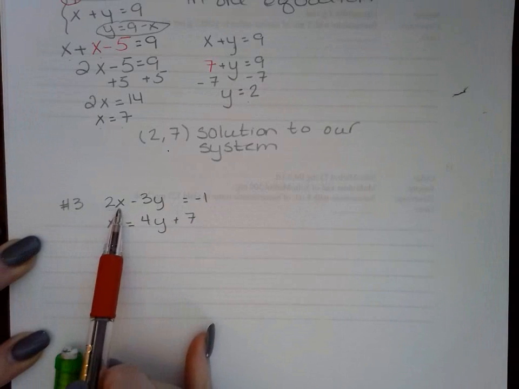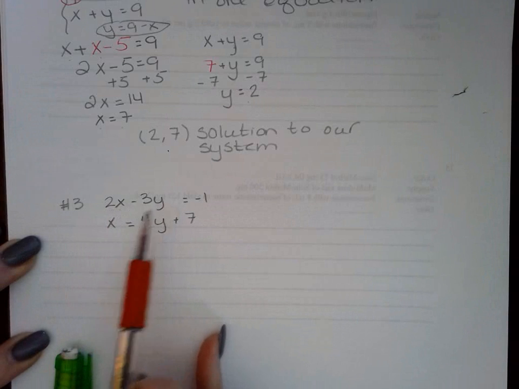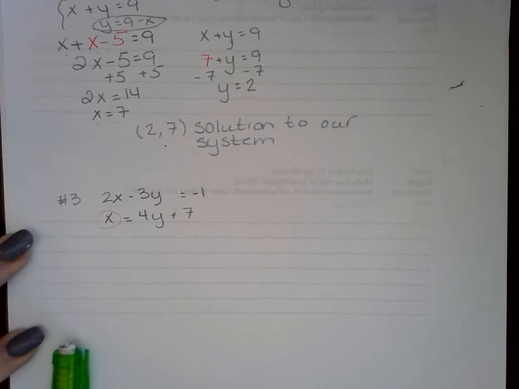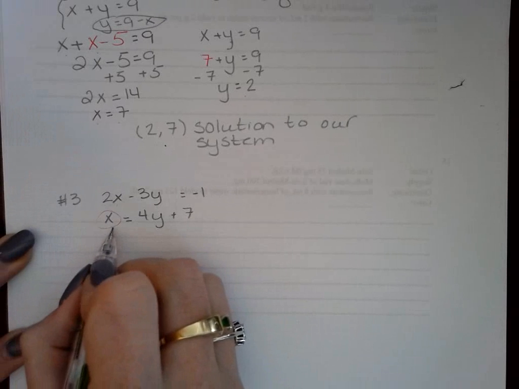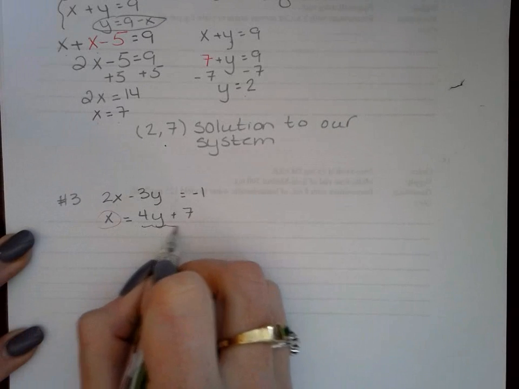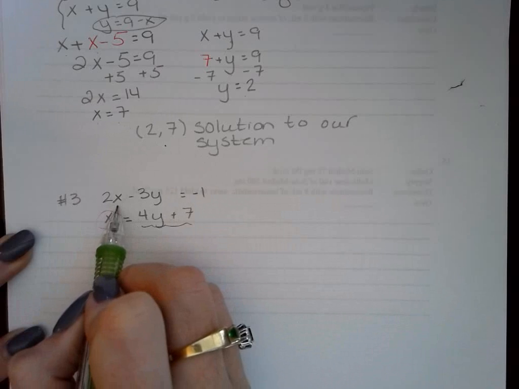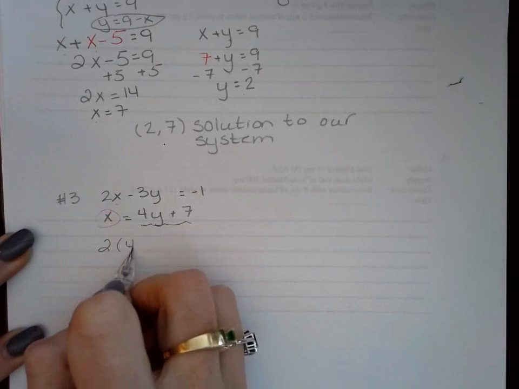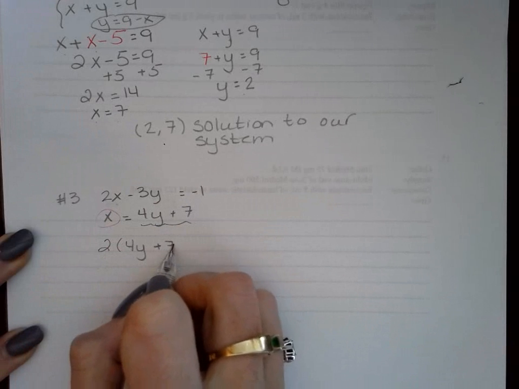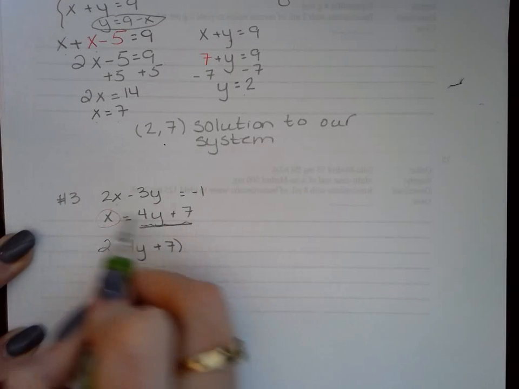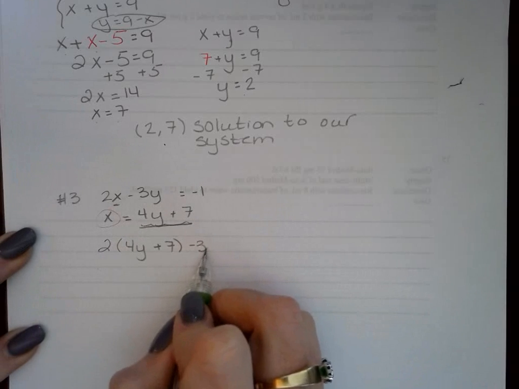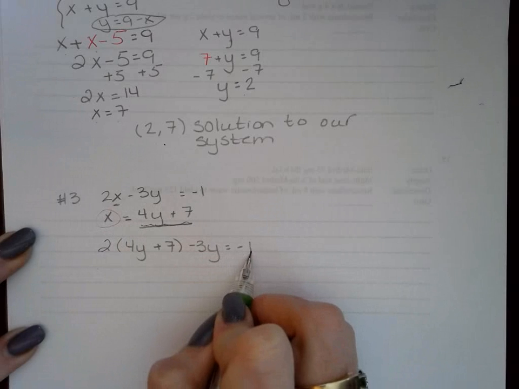So again, we want to try to isolate one variable. We look at this problem: in the first equation, x is not isolated. We look at the second equation, and we find that x is isolated. So we don't always have to isolate x, it just works out this way for these two problems that we've done. So I'm going to use 4y plus 7 and substitute it in anytime I see x in the first equation. So 2 times (4y plus 7). This 4y plus 7 just gets interchanged with that x. I'm going to continue with the rest of the problem: minus 3y is equal to negative 1.